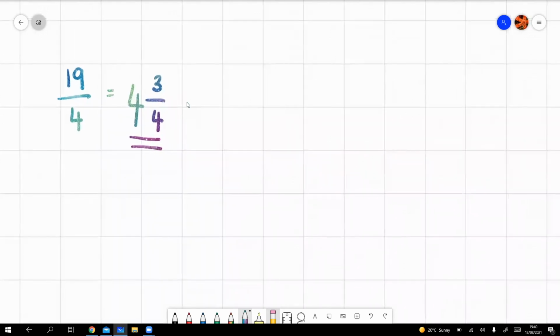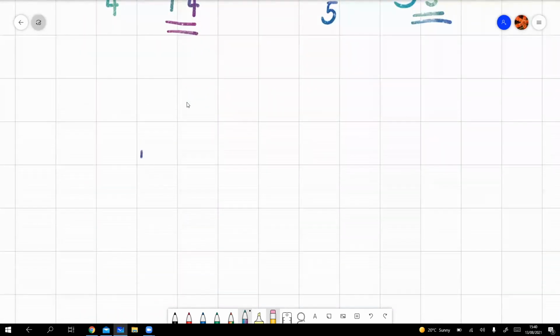Let's do another one. Let's do 27/5. Okay, how many 5's into 27? Well, it's 5, 10, 15, 20, 25. That's 5 whole ones and 2 left over. And there we are. 2/5. Remember, the denominator stays the same. Right, let's have a look at mixed numbers now.